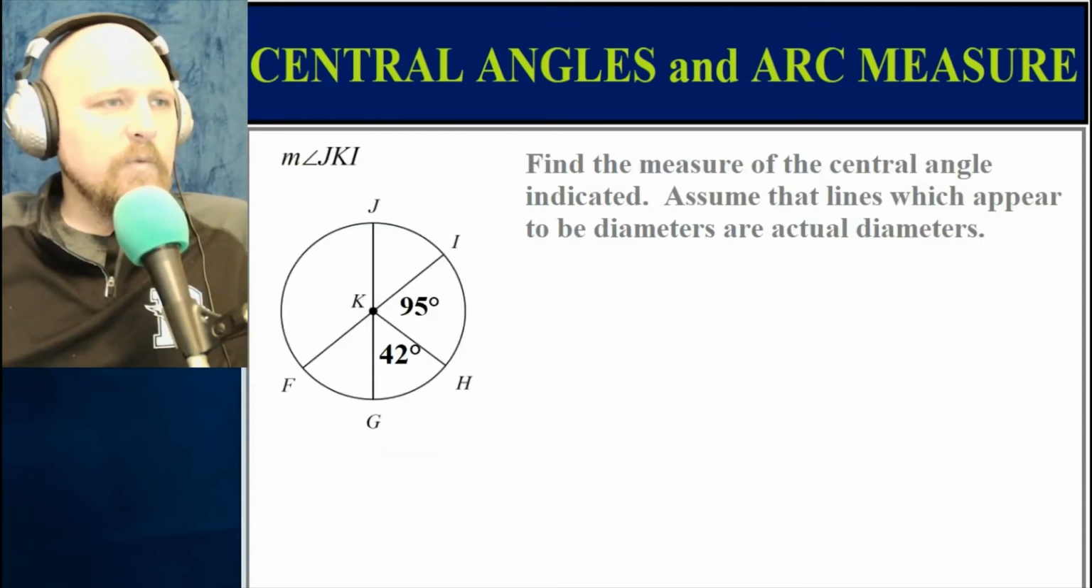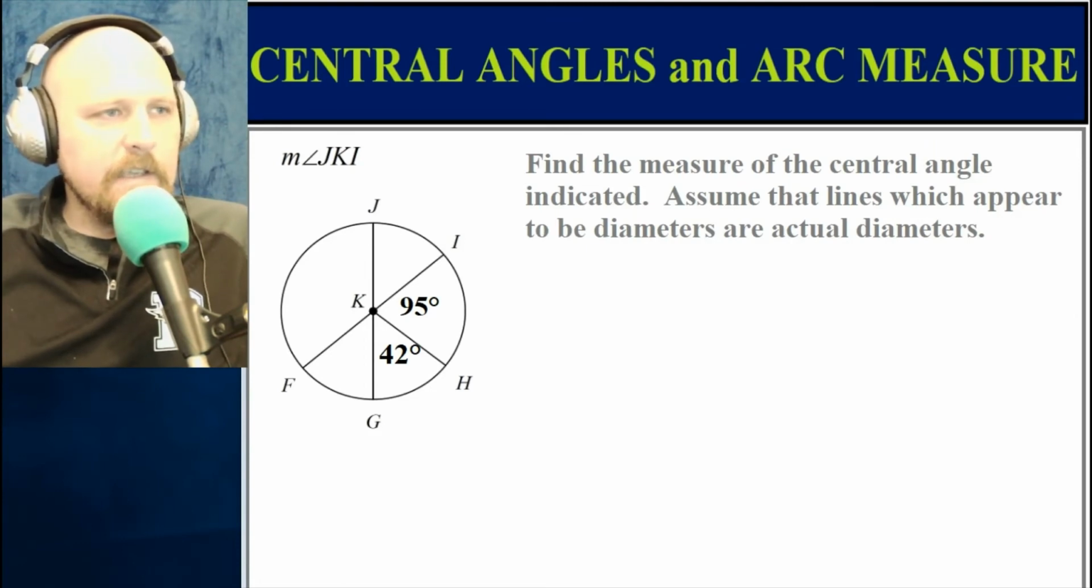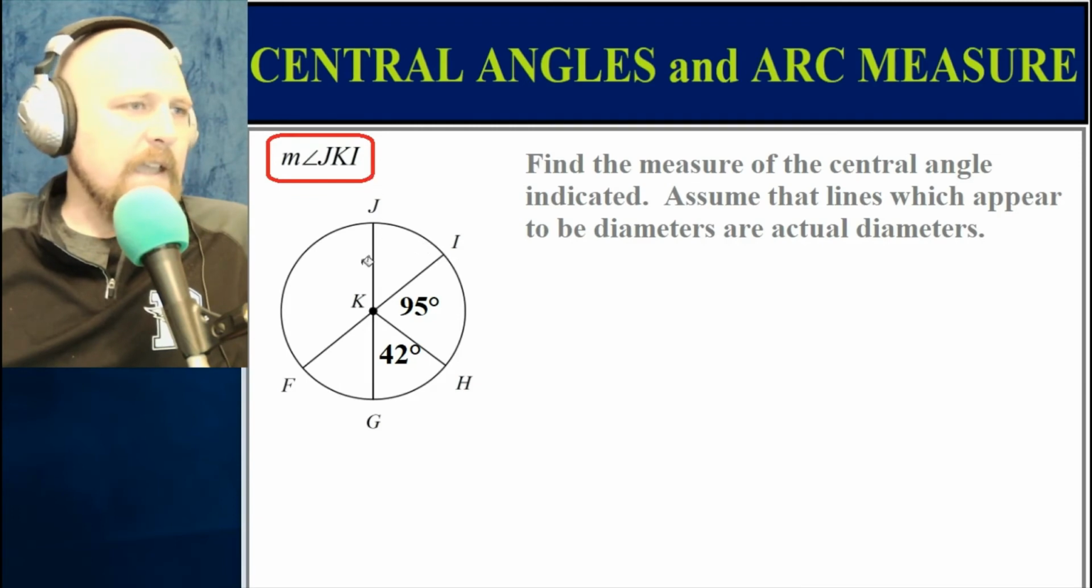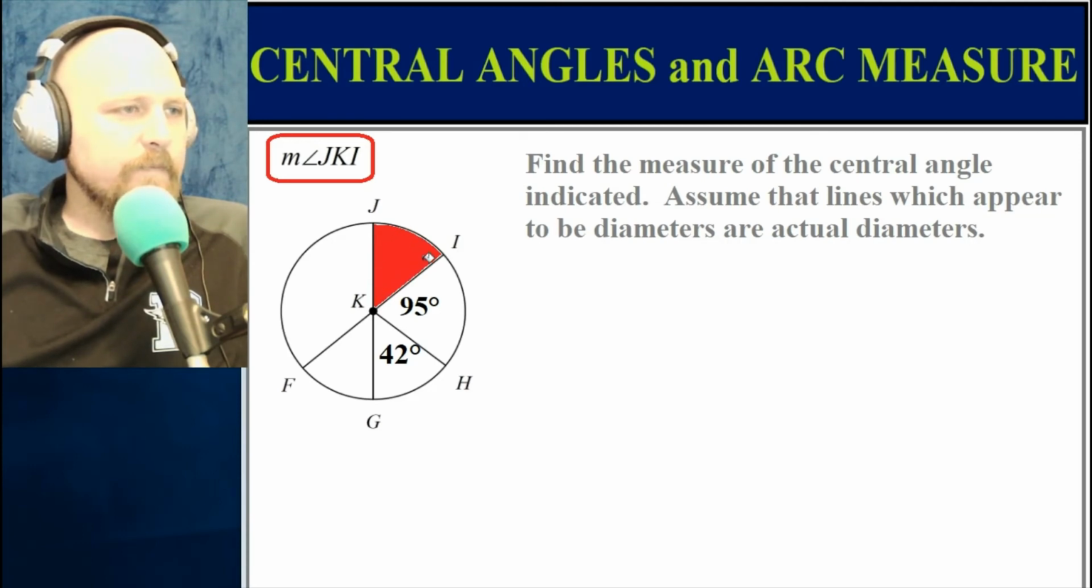In this example, we're trying to find the measure of the central angle indicated, and then again assume it's a diameter if it appears to be one. The angle in question here is the measure of angle JKI. Following those letters, JKI, not JKL. So JKI is this angle right here.